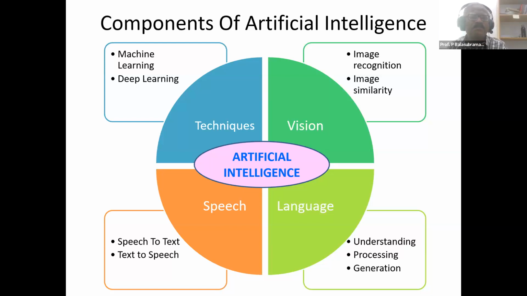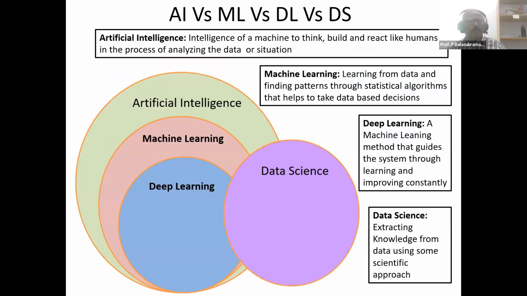So these are some of the important components of artificial intelligence. Now coming to the differences between these. This is actually very important. Many candidates who are attempting the exams are not completely aware of the difference between artificial intelligence, machine learning, deep learning, and data science.